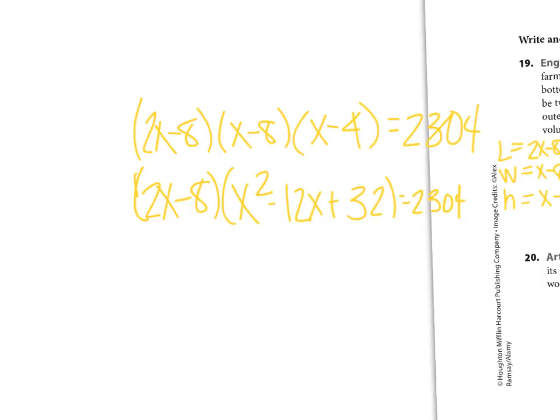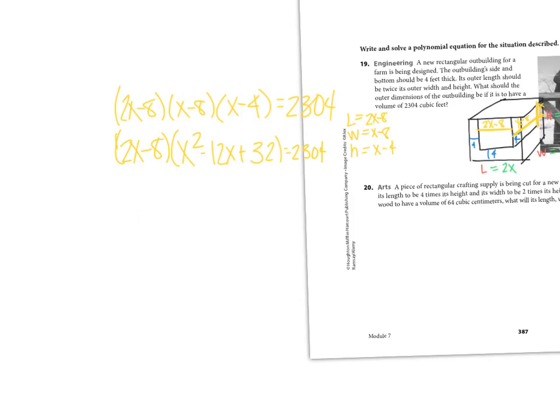We're not used to stuff equaling 2,304. What do our problems typically equal? 0. So what do you need to do eventually to get rid of this 2,304? Subtract it. It's going to give you something with 4 terms, and you're going to be able to group and factor. Subtract it after you multiply. All right, so that should help you with 19.